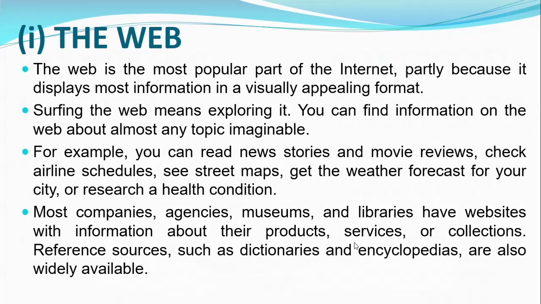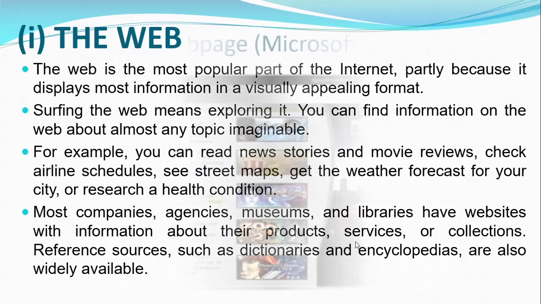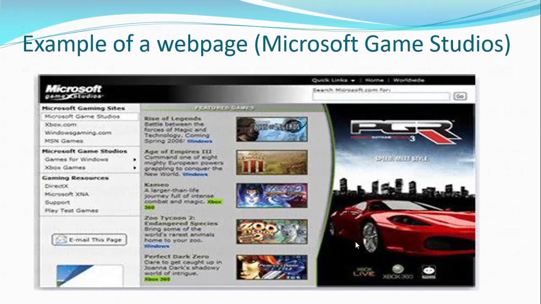Surfing the web means exploring it. You can find information on the web about almost any topic imaginable. For example, you can read news stories and movie reviews, check airline schedules, see street maps, get the weather forecast for your city, or research a health condition. Most companies, agencies, museums, and libraries have websites with information about their products, services, or collections. Reference sources, such as dictionaries and encyclopedias, are also widely available.